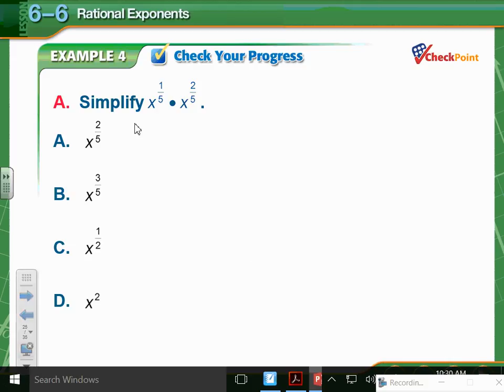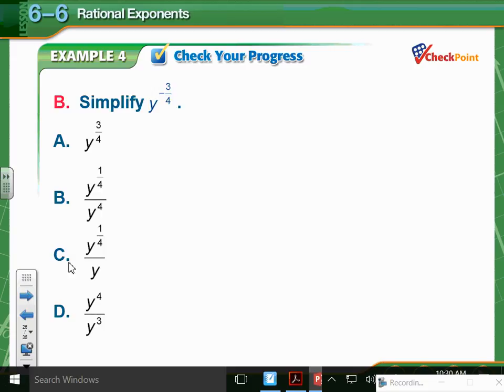Simplify this. You already have a common denominator. B, 3/5. Negative 3/4. We would need to put this as 1 over y to the 3/4 power. And we need to multiply by y to the 1/4 on top and bottom. So we could get y to the 1st on bottom, and that would be left with y to the 1/4 on top.